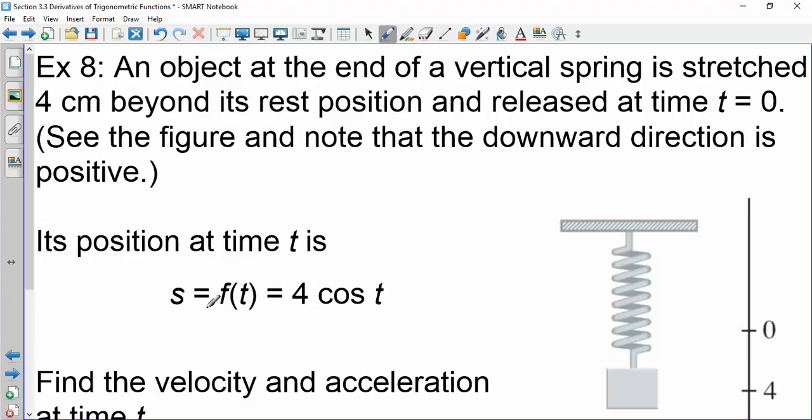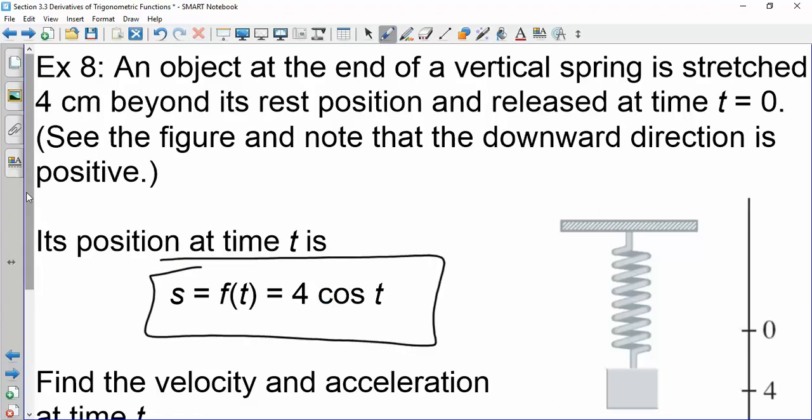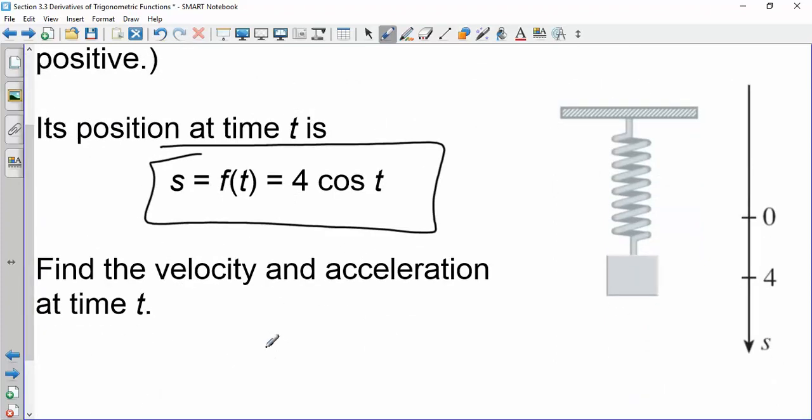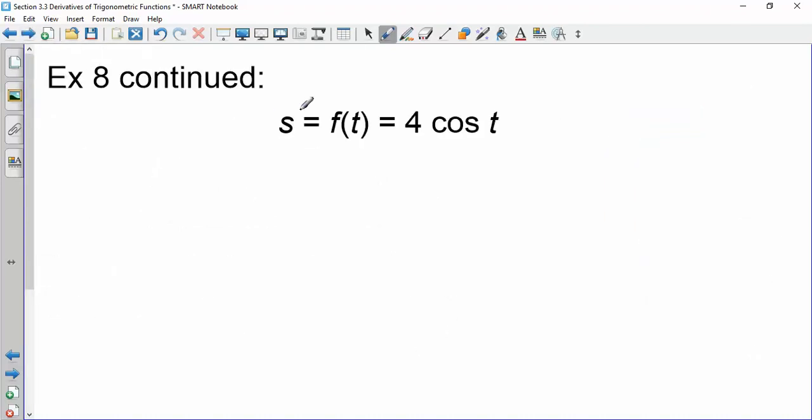Okay. An object at the end of a vertical spring is stretched 4 centimeters beyond its rest position and released at time t equals 0. So you've got a spring, you stretch it, and then you let go. The position is given by this equation. Find the velocity and acceleration. What is velocity? What's acceleration? Alright. So I think I gave you room on the next slide to actually work this out.